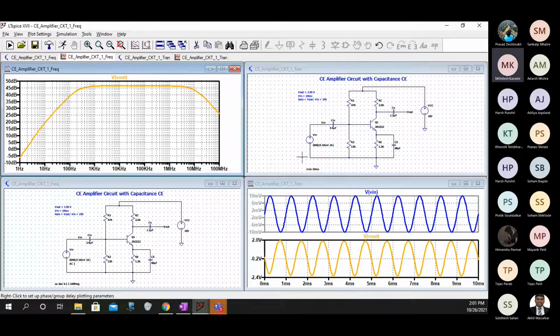Sir, I'm not getting the same graph for frequency analysis. What are you not getting? Then what are you getting? Can you put it in the chat box? Yes, sir.